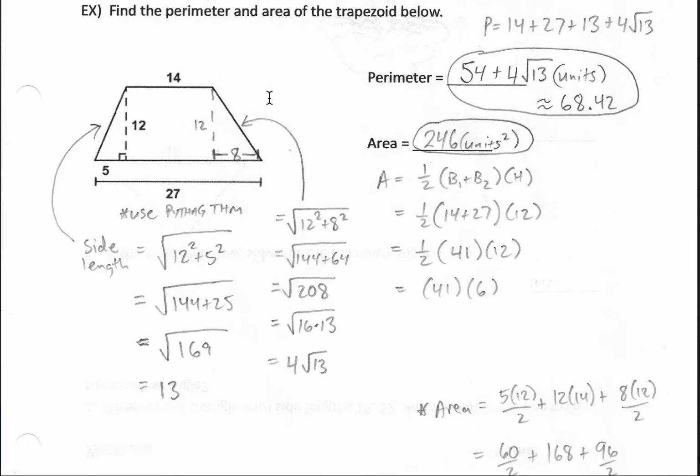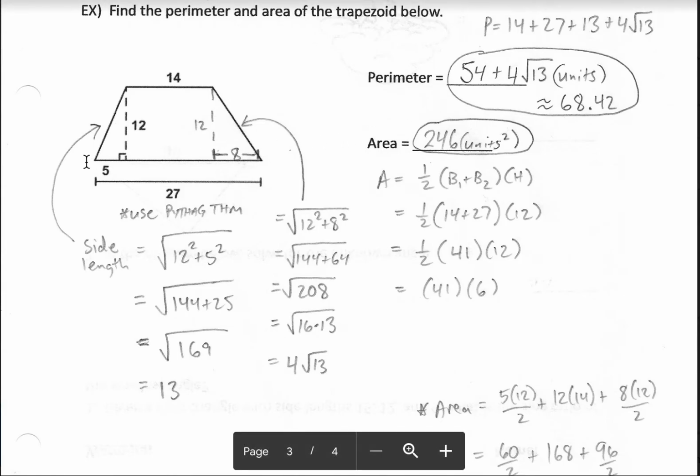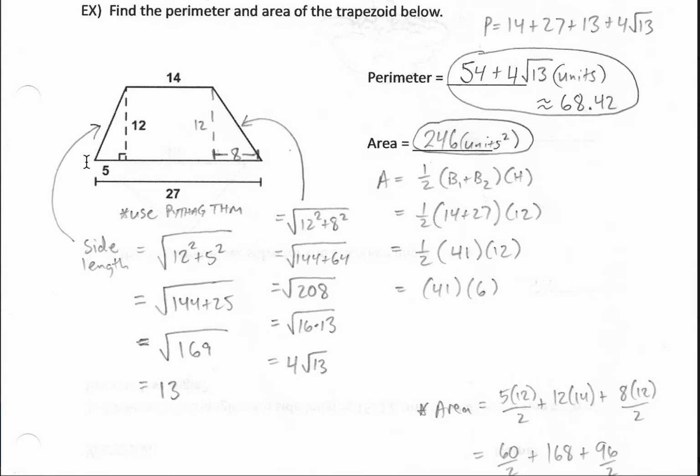Again, with perimeter, what we're going to end up having are two unlike terms that we're not going to be able to add together, but we will be able to approximate and round it to a decimal value. In order to find all of the outside lengths that we need for perimeter, we're going to need to find these diagonal or slanted lengths here.